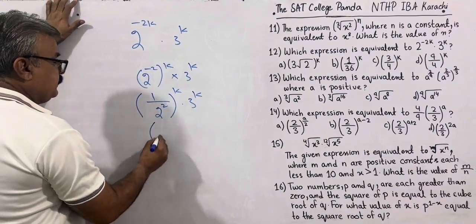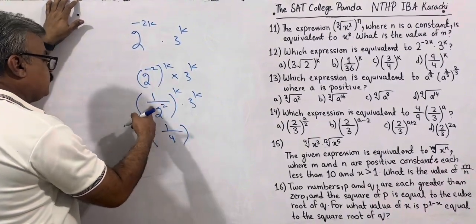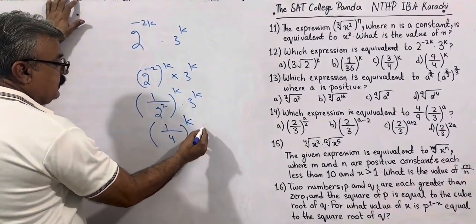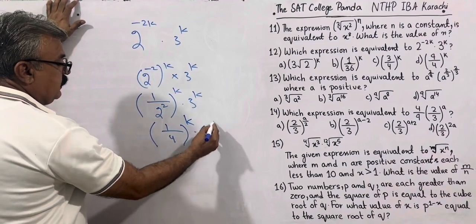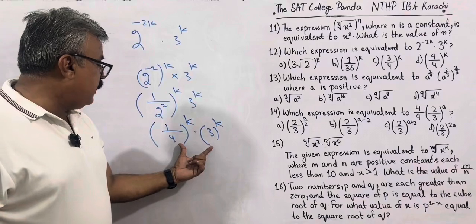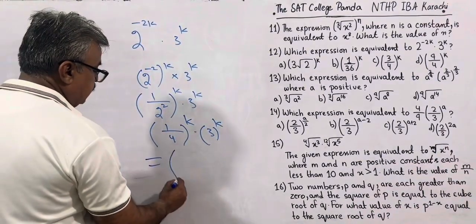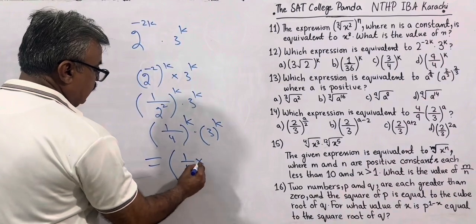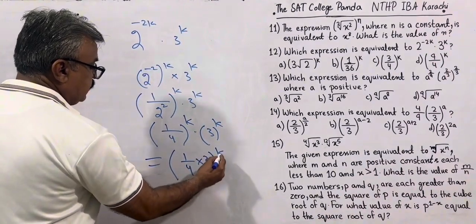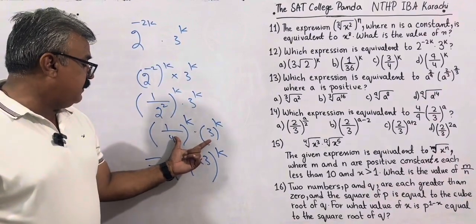2 squared means 4. Square of 2 is 4. So we have 1 over 4 raised to k times 3 raised to k. Here they both have power k, and they are in multiplication. It can be written as 1 upon 4 times 3, overall raised to k. They have the same power and they are in multiplication.